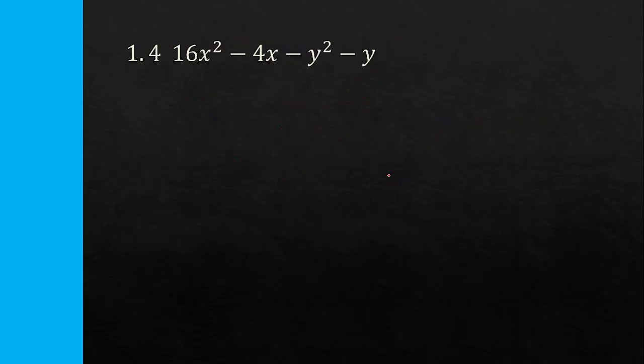Okay, next one, 1.4. So let's take a look. 16x squared minus y squared minus 4x. Just trying to leave it in its order. You see that 16 and that 4? That's what shouted at me. I can't keep it x, x, and y, y, because then there's going to be nothing that I can match. So I had to kind of rearrange.